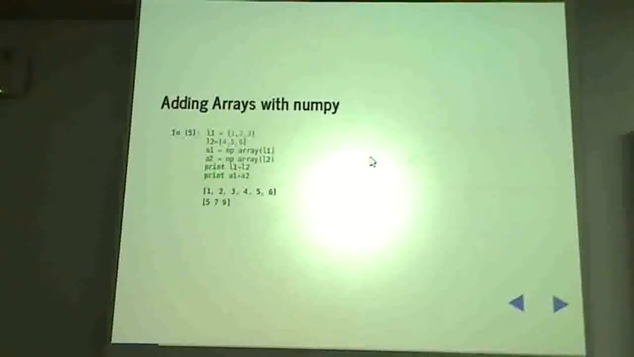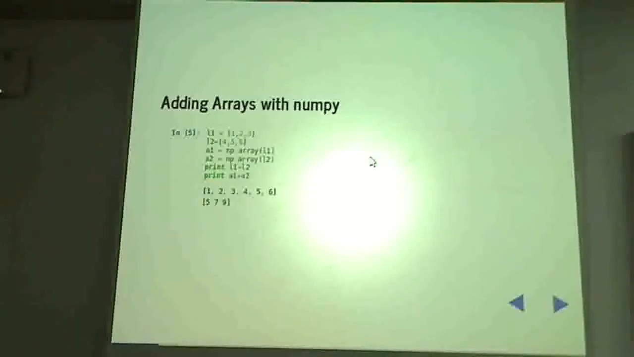Adding arrays with NumPy. So what you do is, suppose you have two lists. L1 is equal to 1, 2, 3. L2 is equal to 4, 5, 6. These are the same lists we started out with. Now I create a NumPy array from this L1 list. I say np.array(L1) gives me an array A1, and similarly an array A2.